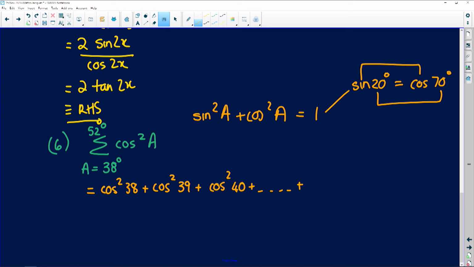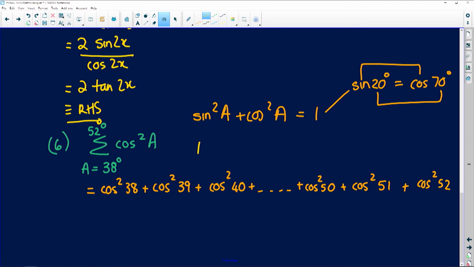Let me put the last 3 in here as cosine squared 52, okay, plus the previous one would have been cosine squared 51, and the one before that would have been cosine squared 50. So what do I have? I have a middle term, because the big thing here is my number of terms. So my number of terms in this particular sequence is 52 minus 38 plus then 1. Now, folks, if you calculate that, it gives you a result of 15.